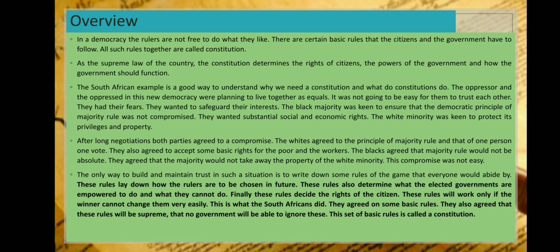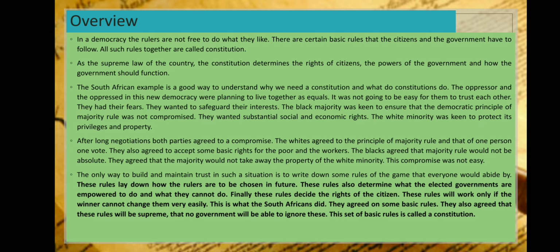After long negotiations, both parties agreed to a compromise. The whites agreed to the principle of majority rule and that of one person, one vote. They also agreed to accept some basic rights for the poor and the workers. The blacks agreed that majority rule would not be absolute. They agreed that the majority would not take away the property of the white minority. This compromise was not easy.